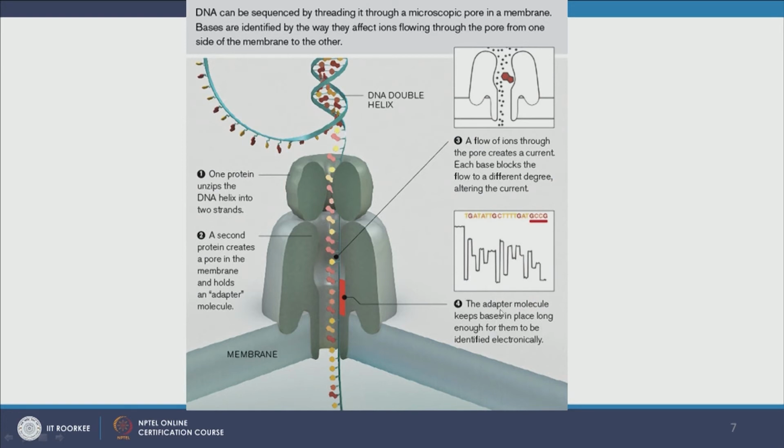And what the adapter molecule does is it checks the speed of excretion of the bases, so it makes sure they pass slowly enough that we get a signal. This is nanopore sequencing, and in the last 2 years the company has done a very good job trying to promote it.